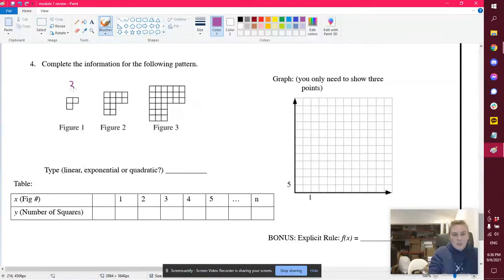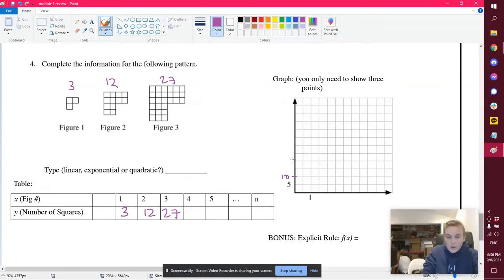We're going to count these blocks. There's 3 here. 1, 2, 3, 4, 5, 6, 7, 8, 9, 10, 11, 12. There's 12 here. Then we count up to 27. There's 27 here, right? So already we're allowed to plug in. For figure 1, there's 3 blocks. For figure 2, there's 12. And for figure 3, there's 27.